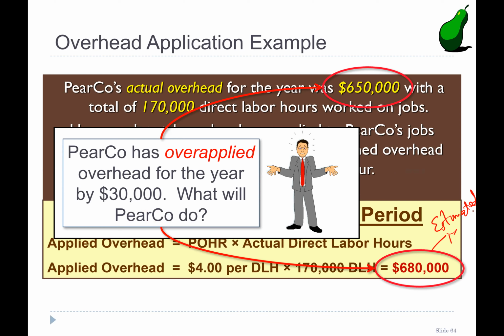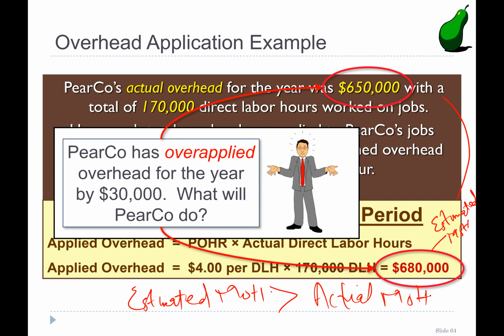Manufacturing overhead is greater than the actual one. So your estimated, or your forecasting, or your applied manufacturing overhead is greater than the actual manufacturing overhead. It means you over allocate the cost. How much? By 30,000.